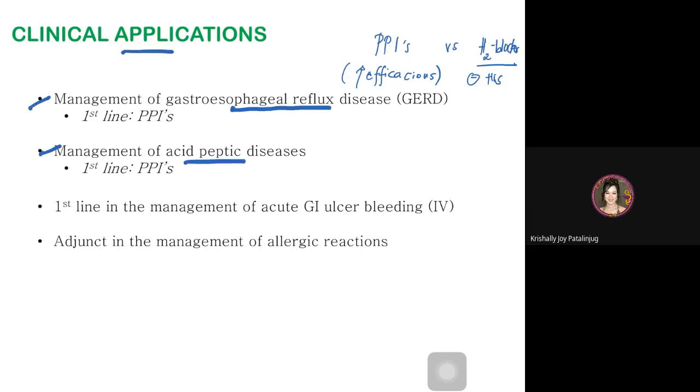Another is, we have H2 blocker used for the management of acid peptic diseases. But again, the first line pa rin for acid peptic diseases, hyperacidity, is proton pump inhibitors. What are examples of proton pump inhibitors? Katong ending in prazoles. Omeprazole, esomeprazole, lansoprazole, pantoprazole, etc. Then, first line naman siya for the management of acute gastrointestinal ulcer bleeding administered intravenously.